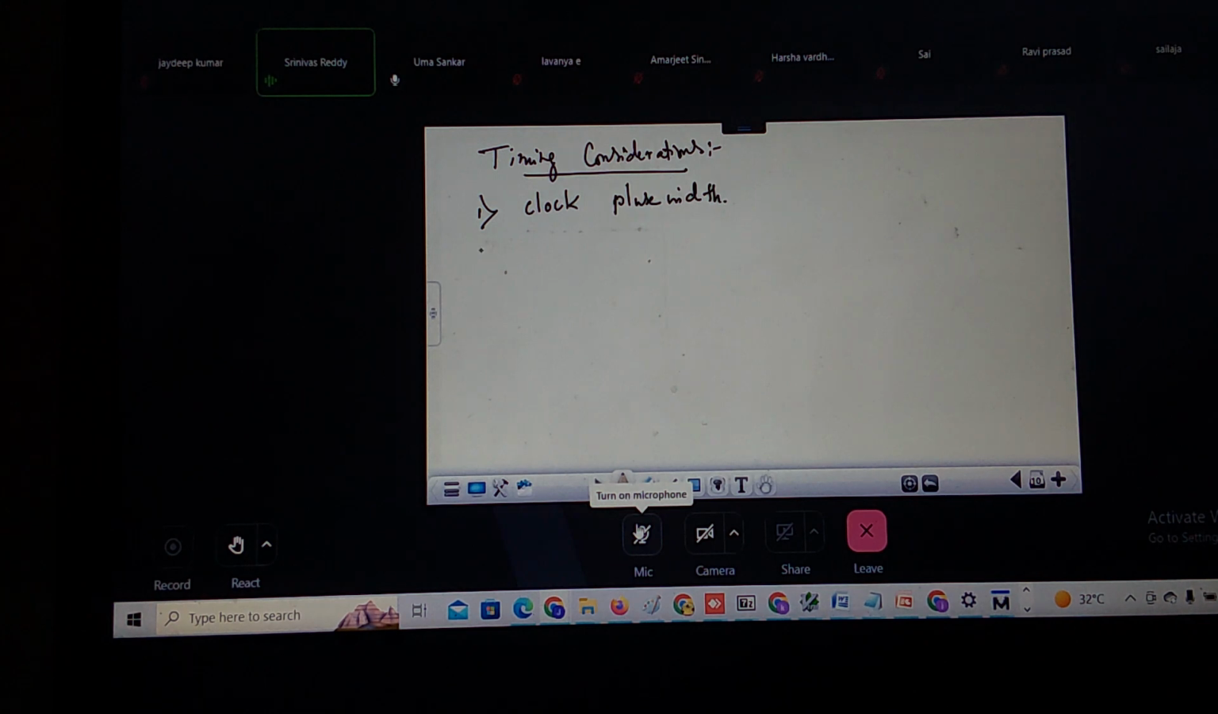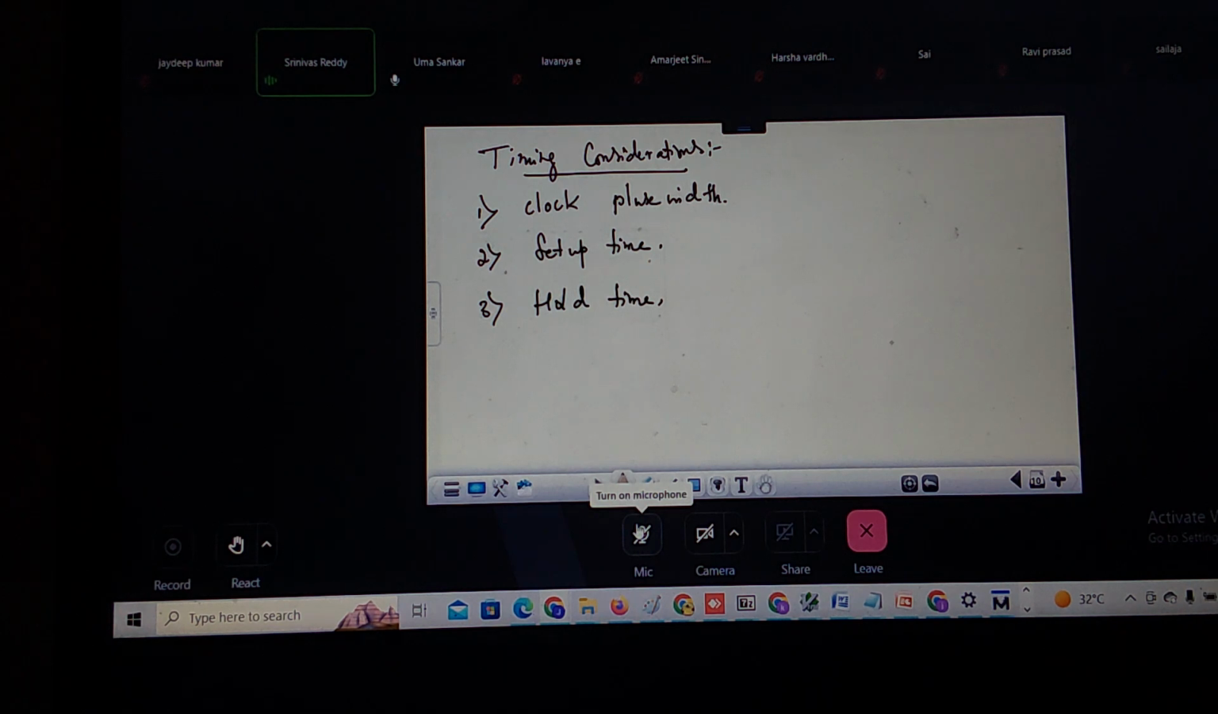First one. Second one is setup time. Third one is hold time. So your flip-flop should follow this timing consideration to get the desirable output of the flip-flop.